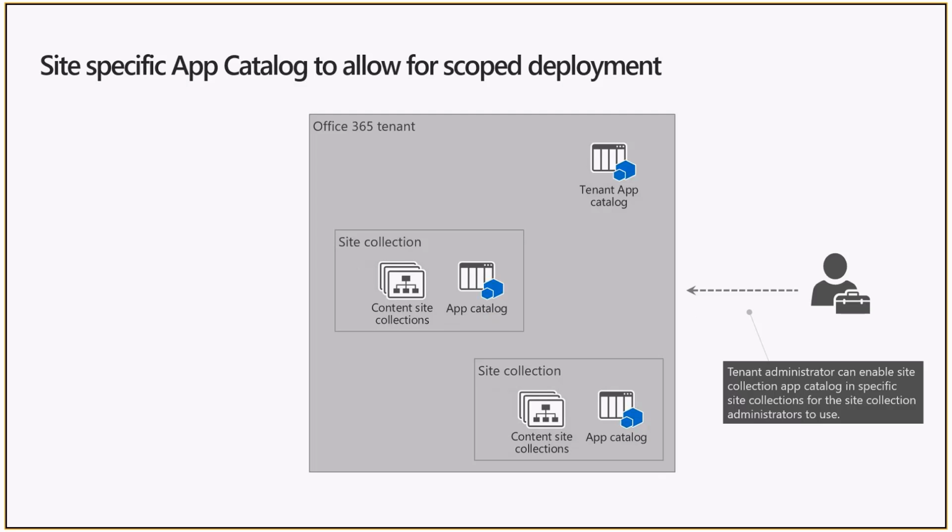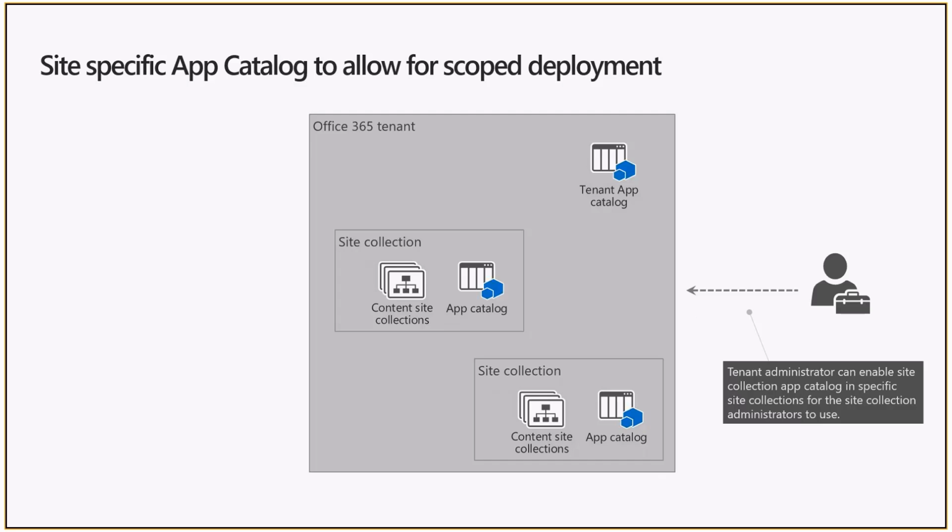But to be able to do so, the tenant administrator first has to enable that capability in the specific site collection. So it's not intended to be used across all of the site collections, because that probably doesn't make that much sense. The whole point is that the tenant administrator explicitly enables the Site Collection Scoped App Catalog, for example, in a subset of site collections or in one site collection.